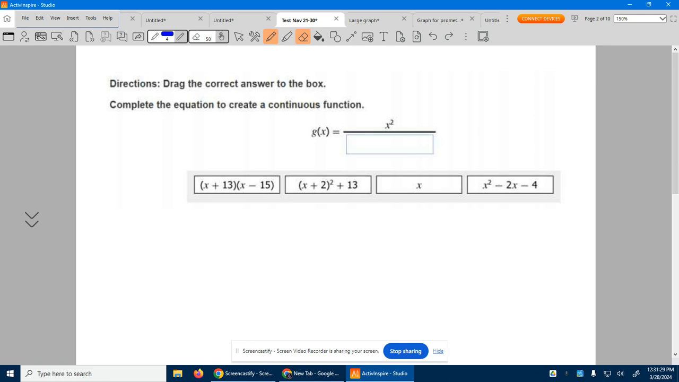Now, the easy thing you could do, again, cheat, go to Desmos, do x squared divided by, plug that in, and see if it gives you a continuous graph or not. Plug each one in and see. That would be the easy way. But again, let's use our brain.